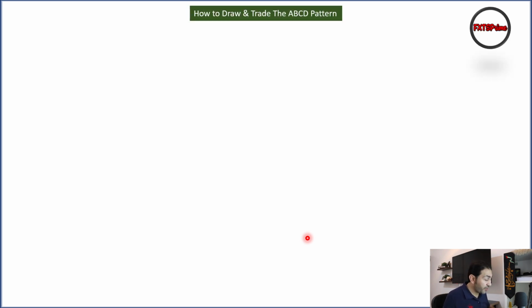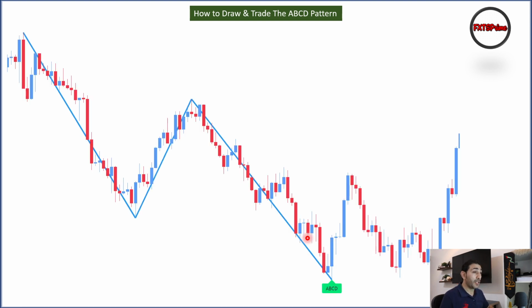In this slide, we're going to explain how to draw the ABCD pattern and how to trade the pattern, or how to scalp the pattern. As usual, guys, if you see a blue candlestick, that means it's a buy candle. If you see a red candlestick, that means it is a sell candle. This is the ABCD pattern, guys, and this is the area where we need to purchase gold and continue to go up. However, I'm going to explain this in detail now.